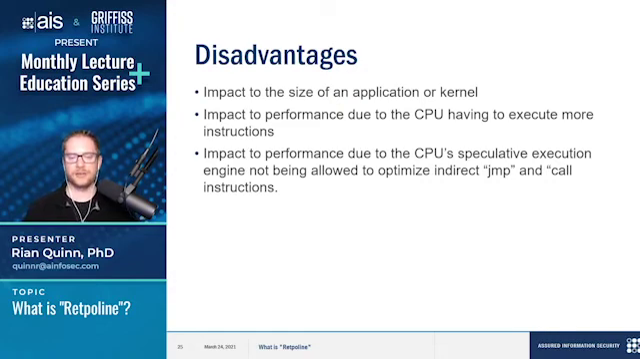So we're essentially manually introducing pipeline stalls into the CPU, and that ultimately is also hurting performance. So we're not just taking a performance hit from having to execute more instructions. We're also taking a performance hit because we're no longer doing speculative execution as efficiently.